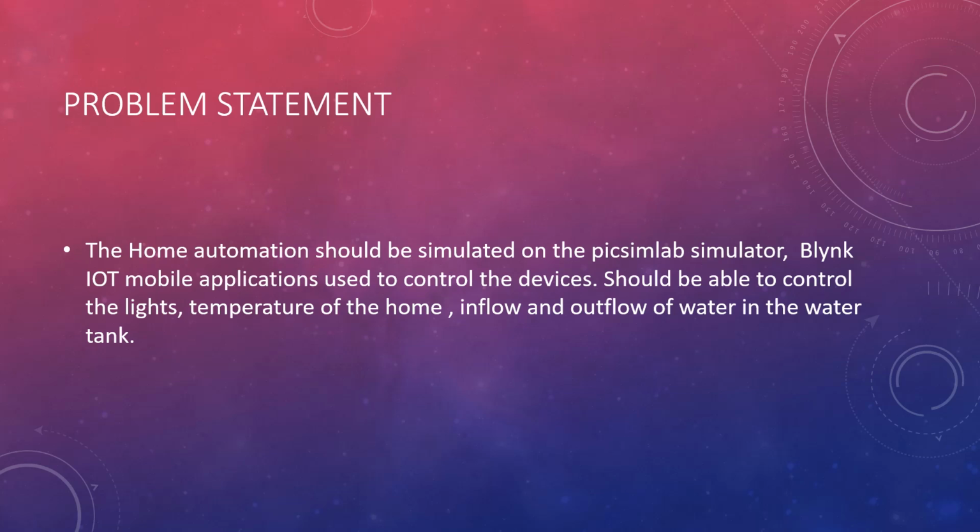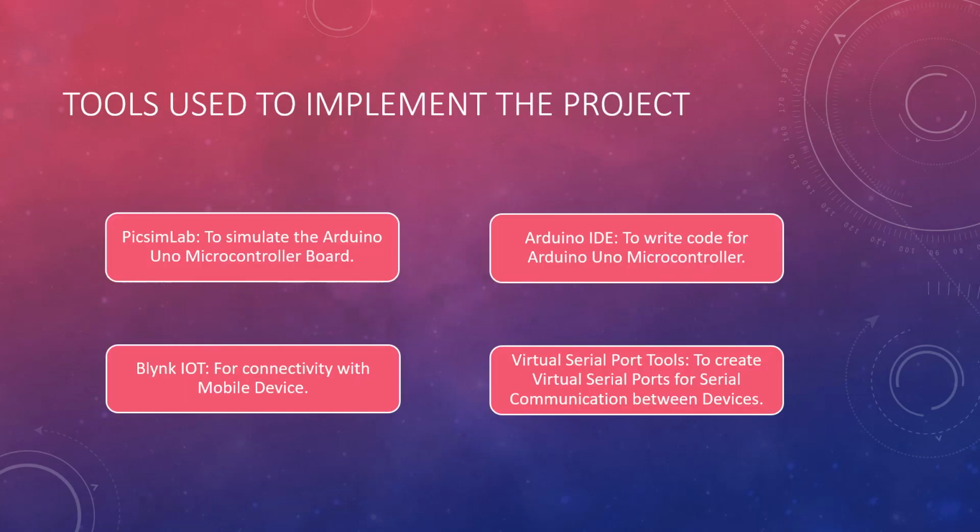So we can also control and monitor the inflow and outflow of water in the tank. The implementation will be done by simulating water level sensors and actuators in Pixim Lab. So this is the problem statement. The home automation should be simulated on the Pixim Lab simulator. The Blink IoT mobile application used to control these devices should be able to control the light, temperature of the home, and inflow and outflow, which is the inlet and outlet valve of water in the water tank.